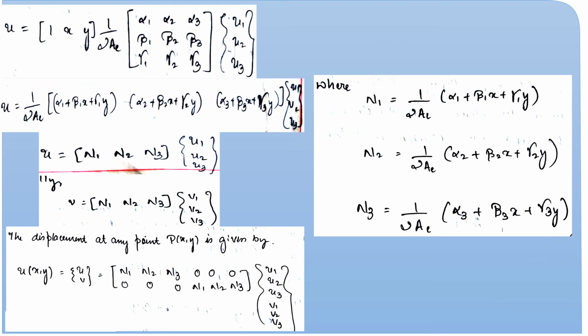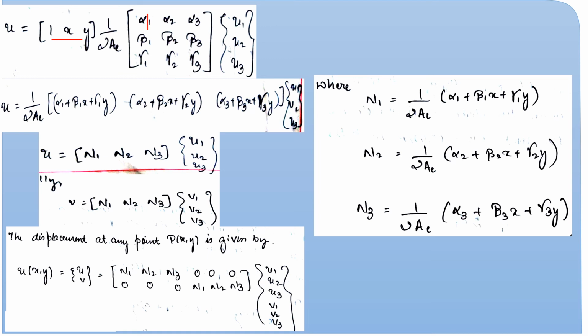Once you simplify this, multiply this row with this column, you will get, and the common term is 1 upon 2 times AE. When you multiply this with the first column, you will get alpha 1 plus beta 1 x plus gamma 1 y. Similarly, with respect to the second column, you will get alpha 2 plus beta 2 x plus gamma 2 y. With respect to the third, alpha 3 plus beta 3 x plus gamma 3 y, and this is as it is.